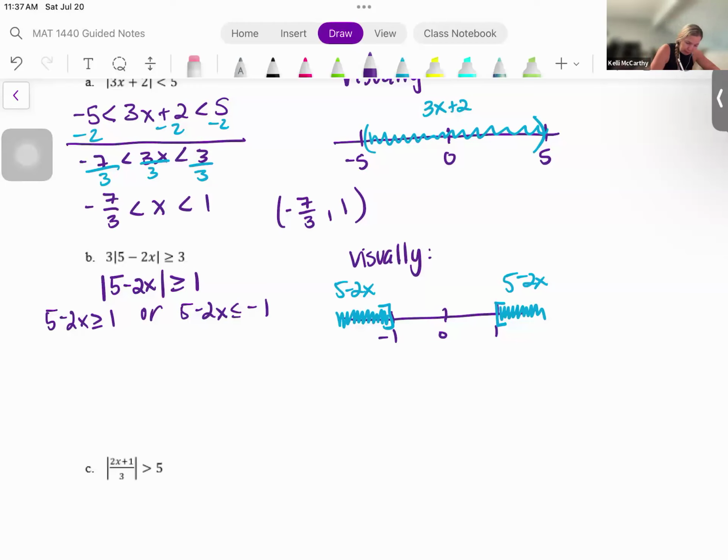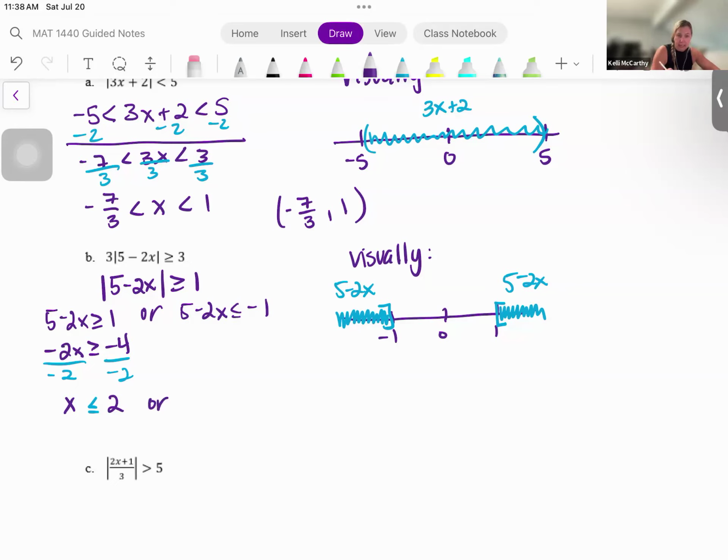For the first one, we're going to start by subtracting 5 from both sides. So we have negative 2x is greater than or equal to negative 4. Sorry, I'm looking at the wrong part of my work. And we're going to divide both sides by negative 2. When we divide both sides by negative 2, we want to make sure we flip that inequality symbol. So I'm going to go ahead and do that first before simplifying the two sides. We're going to be left with x on the left, and negative 4 divided by negative 2 is positive 2. So this gives us the set x is less than or equal to 2.